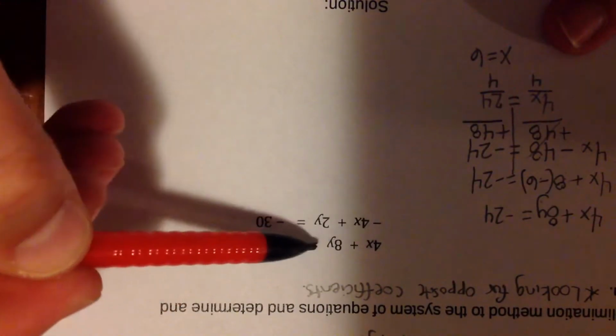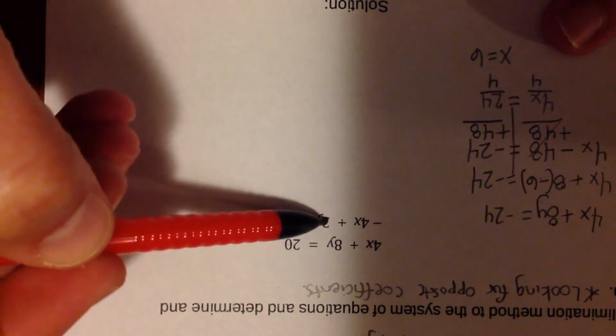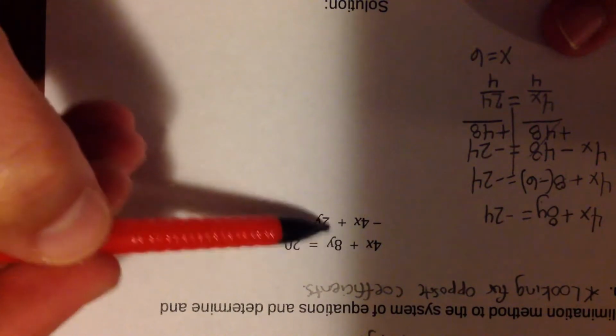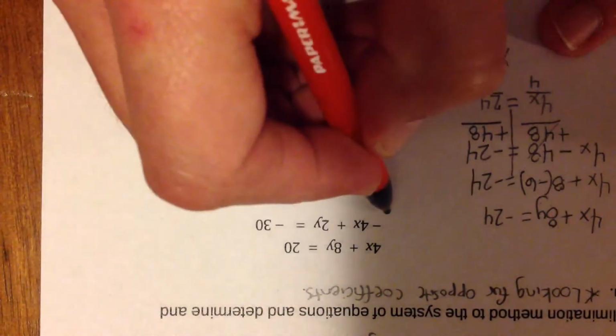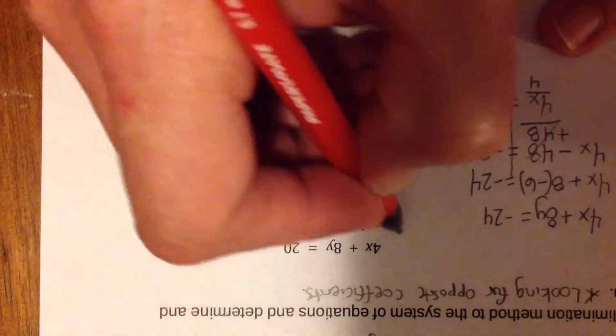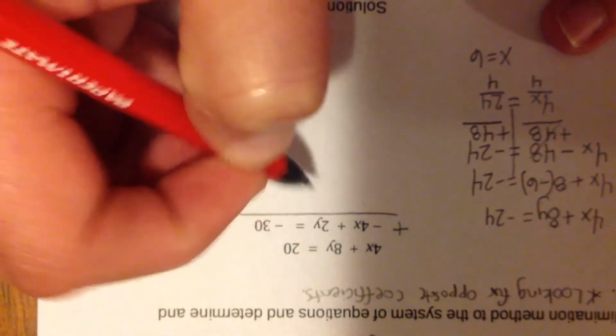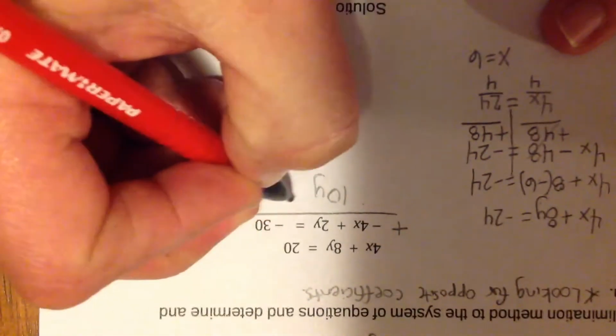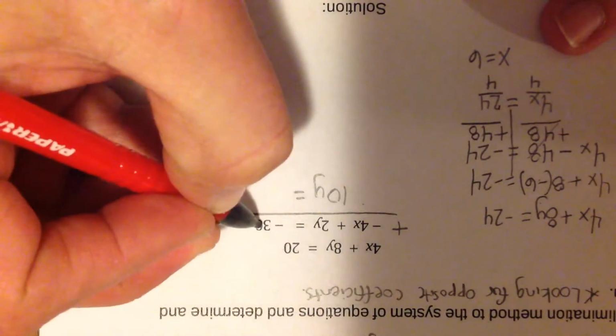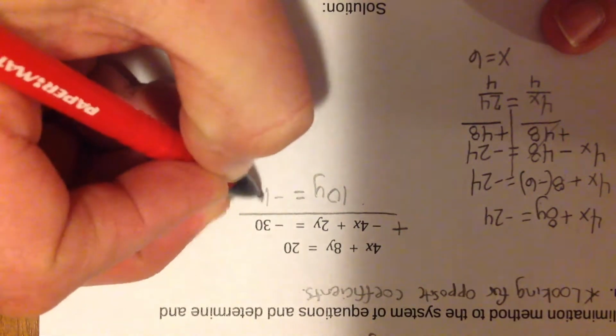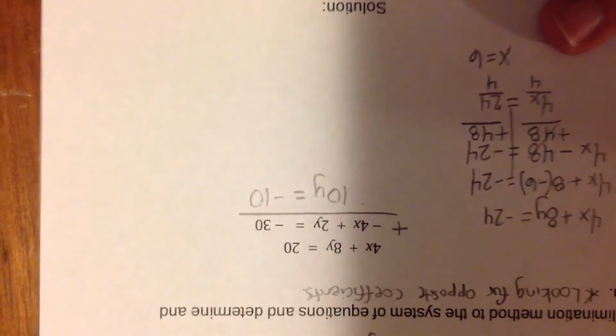In my next example, again, I'm looking for opposites. So again, here I have 4 and -4. Those are my opposites. 8 and 2, +8, +2 are not opposites, so those won't cancel out. But 4 and -4 will cancel out, so I'm just going to add those together as is. 4x plus -4x is 0x. I'm not even going to write that down. 8y plus 2y is 10y. And 20 plus -30 is actually -10.